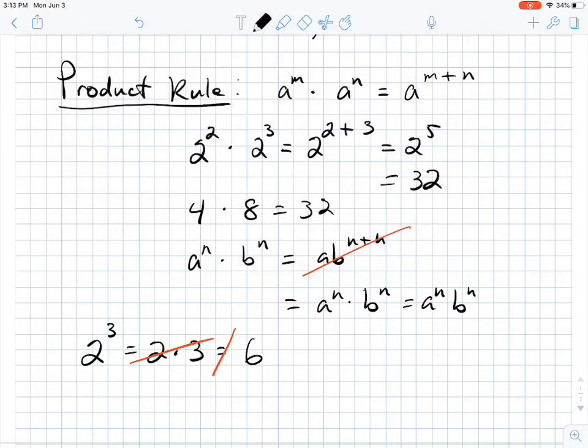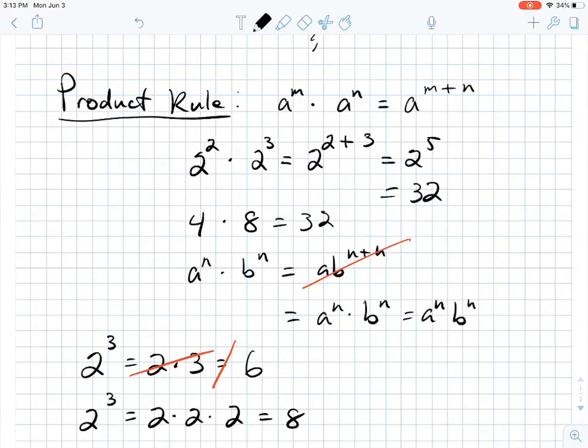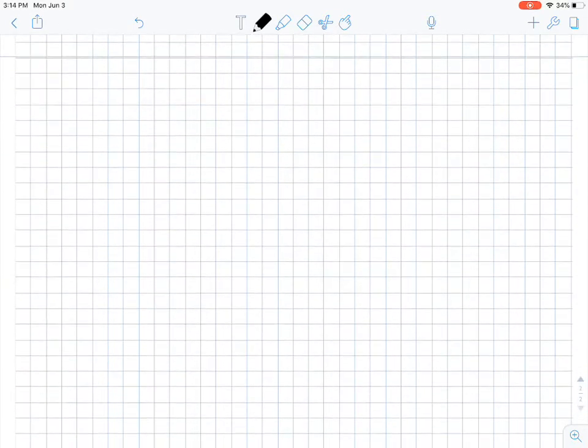When you have the power, it's telling the base number how many times to multiply the base number by itself, all right? So you're not multiplying the base number by the exponent. The exponent is simply telling us how many times we multiply the base number by itself. Just wanted to clarify that. All right, moving on. So that's the product rule, okay? Now, next would be the quotient rule.